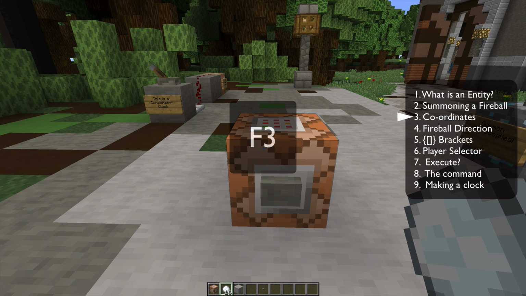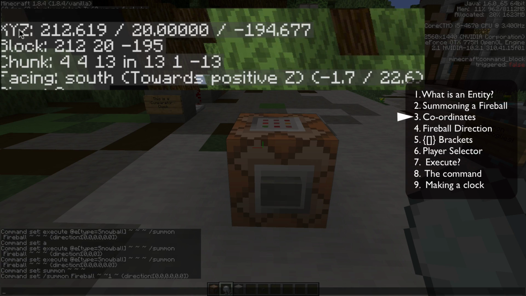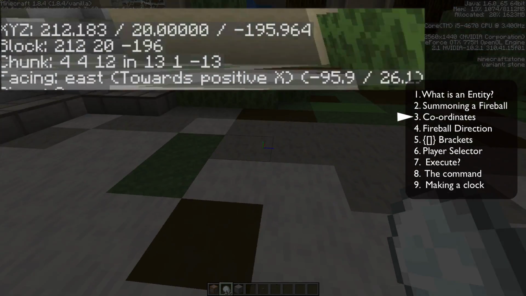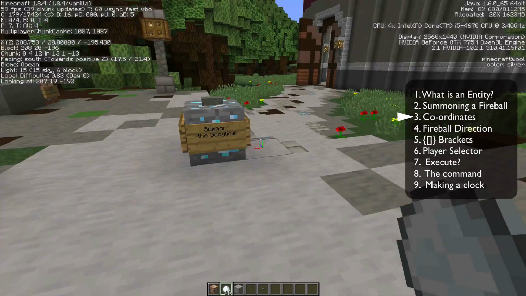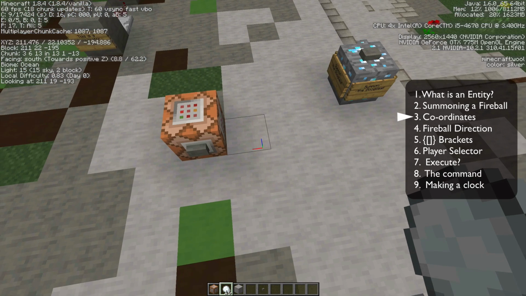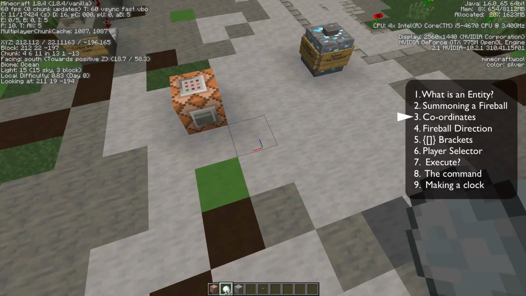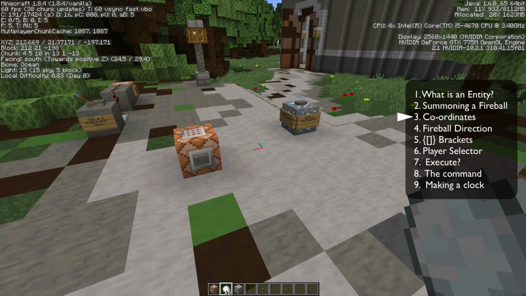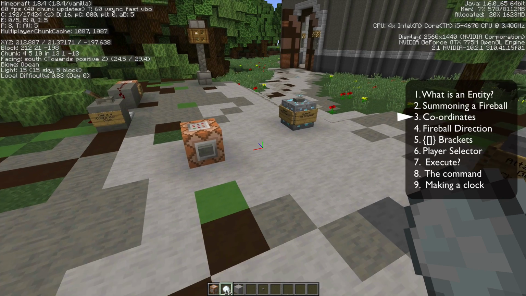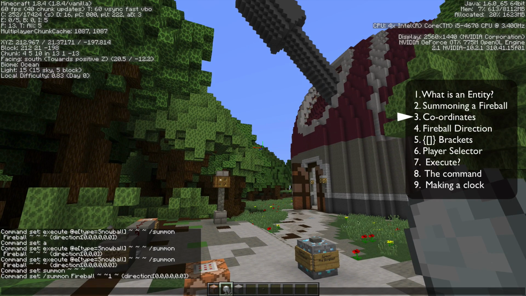Now if we hit F3, in the top left hand corner you will see the X, Y, and Z. As I am moving around, you can see that this is changing. So this is what's called an absolute coordinate. That's exactly where I am in the world. If I were to teleport myself or summon the item at those coordinates, it'll summon it at that particular spot. But that is not what we want, because whenever I throw a snowball, we want to summon the fireball where that snowball is.